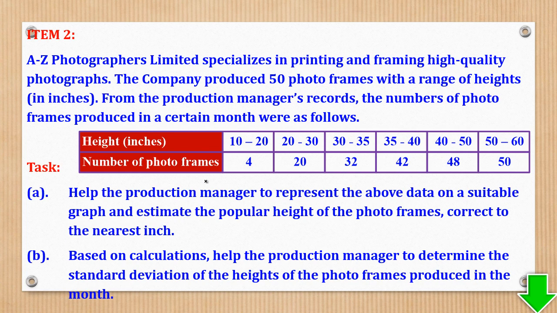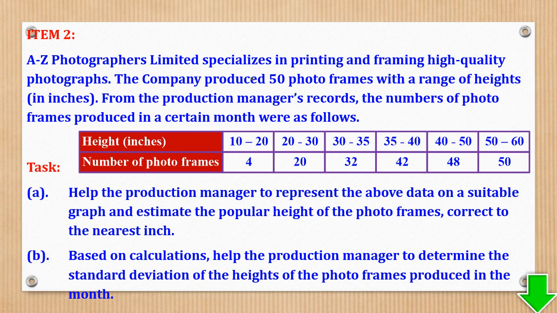So whenever they give you a frequency table, the first thing to do is to look at the class widths. Are they equal or unequal? So in this case, the class widths are 10, 10, 5, 5, 10, 10. That means that they are unequal class widths. So that's the first thing to do.